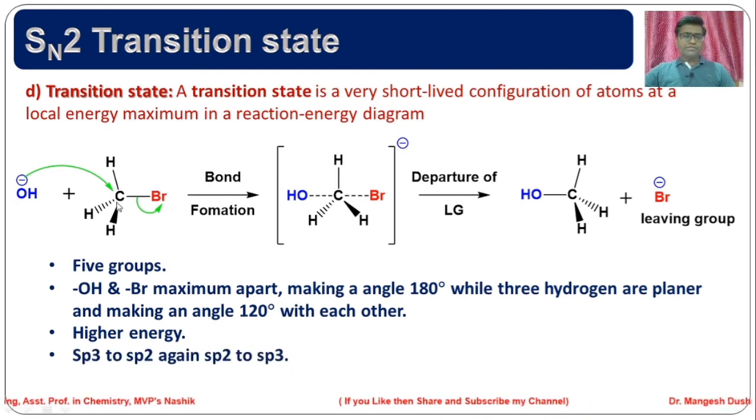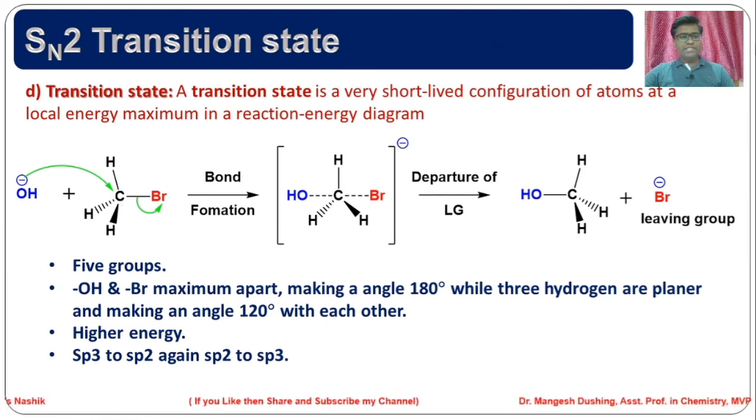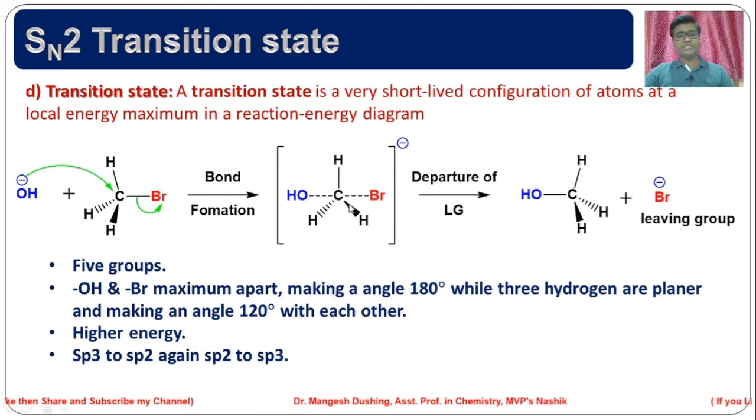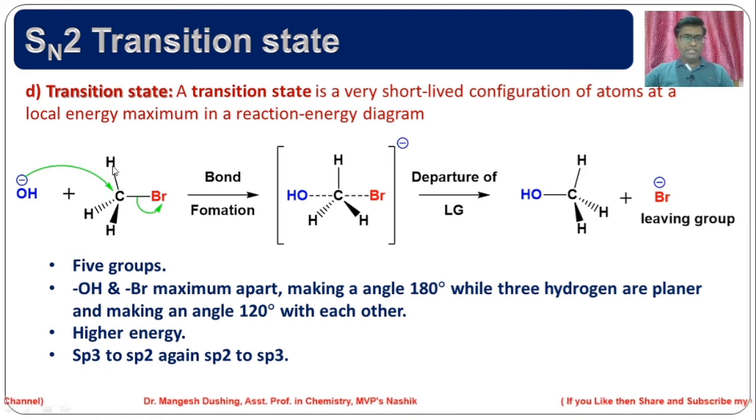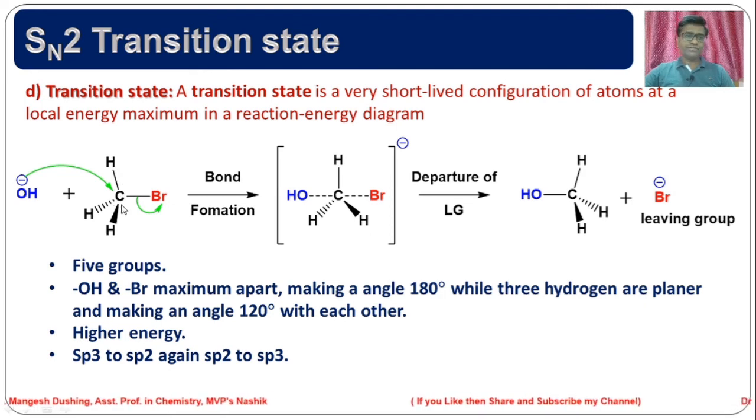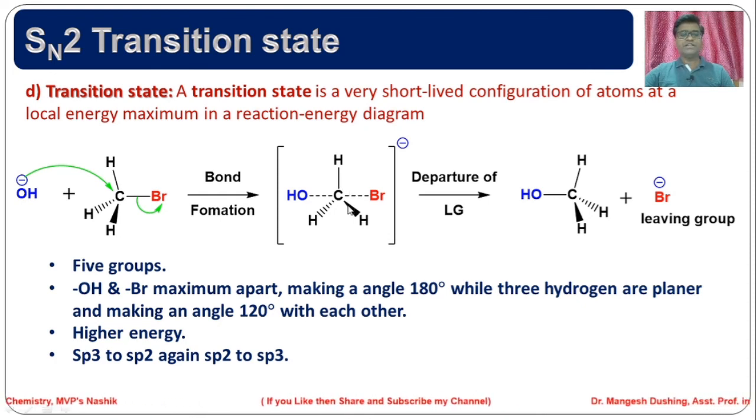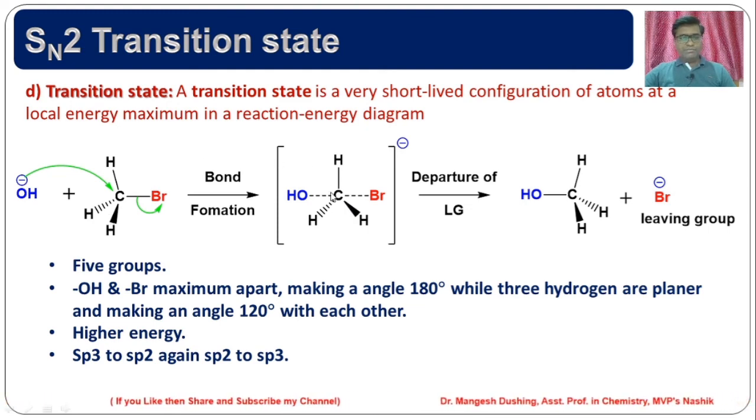In this case, if you observe, this carbon is sp3 hybridized. The sp3 hybridized carbon in the transition state is converted to sp2, because the angle between hydrogen, carbon, hydrogen is 120, similar to an sp2 carbon. While here the C-H bond angle is 109.5, that is the sp3 bond angle. In this case, the bond angle is 120. So this is sp2 hybridization. So sp3 is converted to sp2, and sp2 is again converted to sp3 in the product.